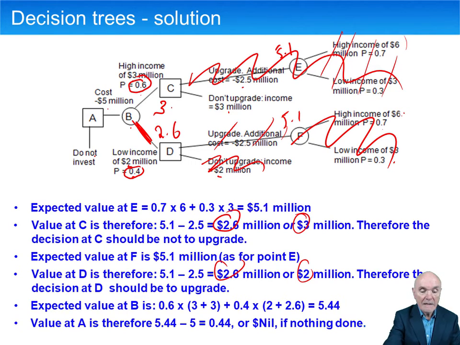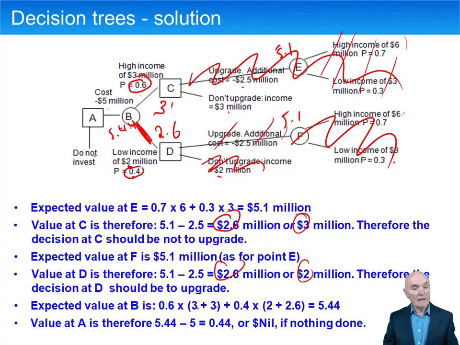So at B, it's 0.6 times 3 plus 3, and it's 0.4 times 2 plus 2.6 there. It's going to be 5.44. So this point B is 5.44.